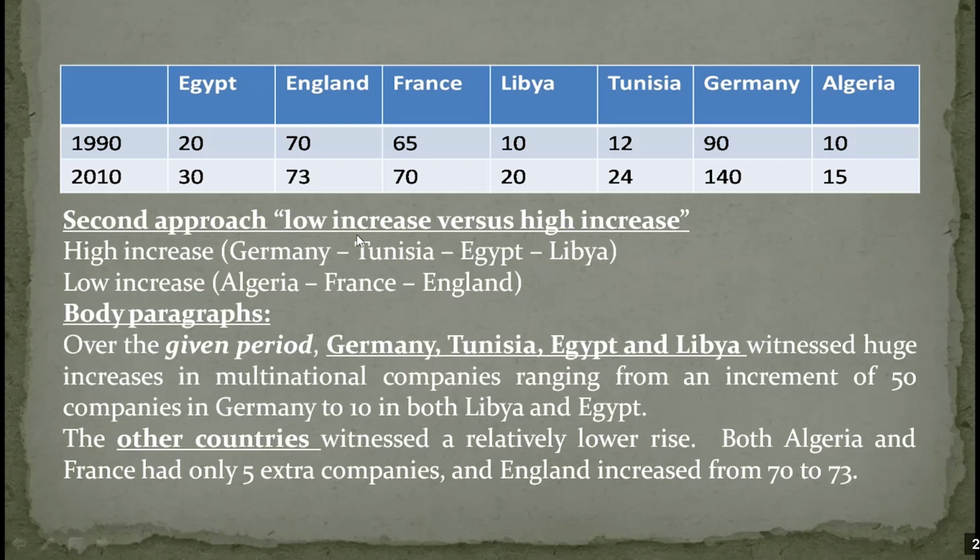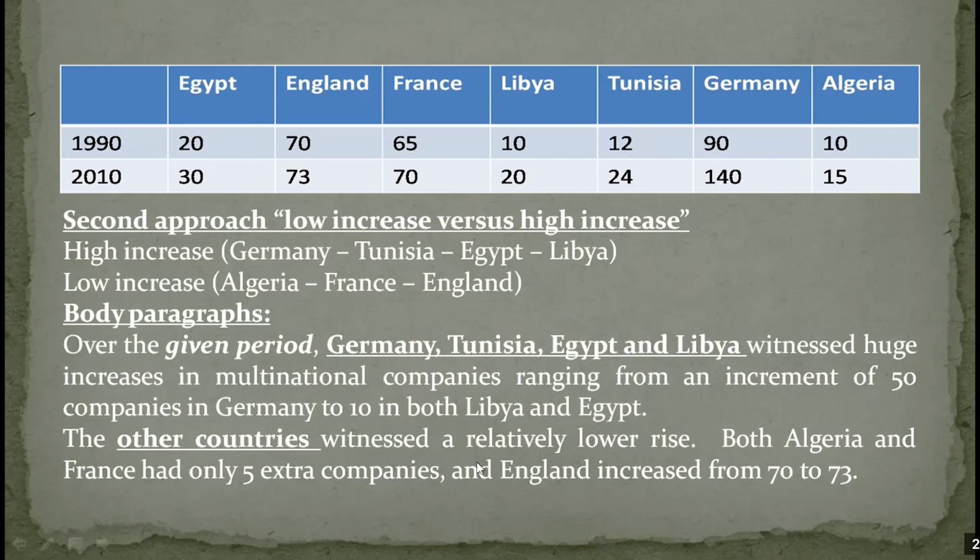How about the second approach, the one that commented on the low increase versus the high increase? The high increase was Germany, Tunisia, Egypt, and Libya. The low increase was Algeria, France, and England. So how would we write the body paragraphs? Over the given period, Germany, Tunisia, Egypt, and Libya witnessed huge increases in multinational companies, ranging from an increment of 50 companies in Germany to 10 in both Libya and Egypt. Again, we're commenting on the highest and the lowest.